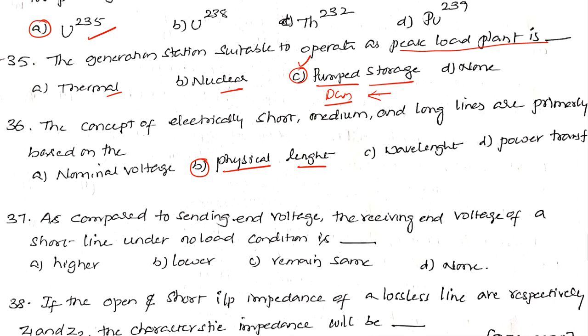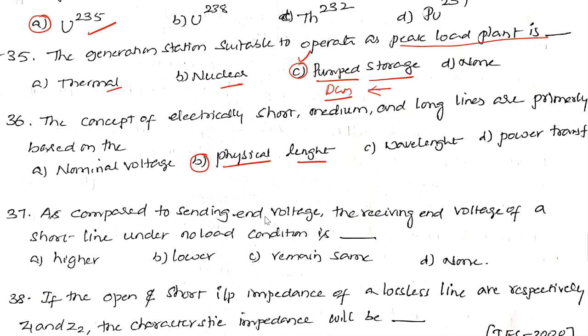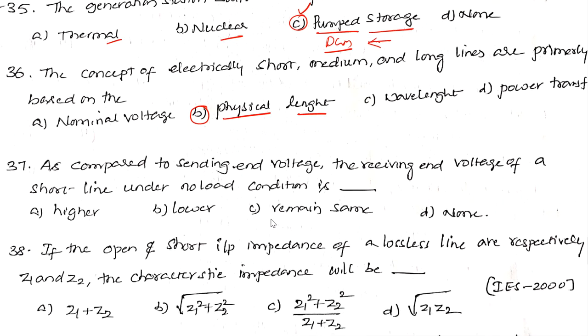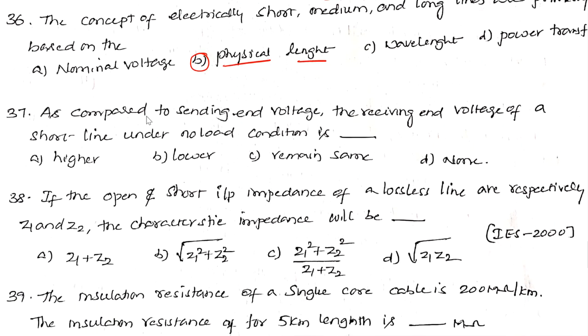Next question, as compared to the sending end, the receiving end voltage of a short line under no load condition is. See here, generally under a no load or light load condition in a medium or long transmission line, due to the effect of capacitance the sending end voltage is lesser compared to the receiving end voltage. That phenomenon is called the Ferranti effect, that we know already.